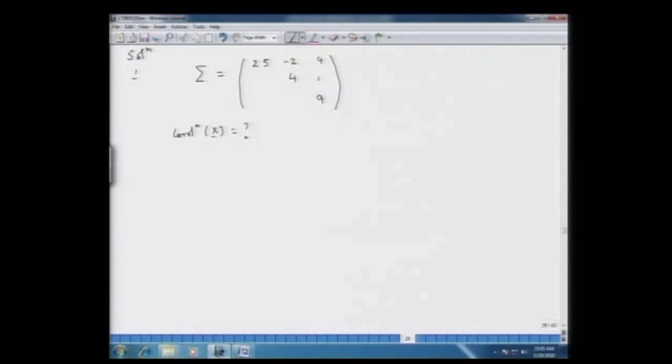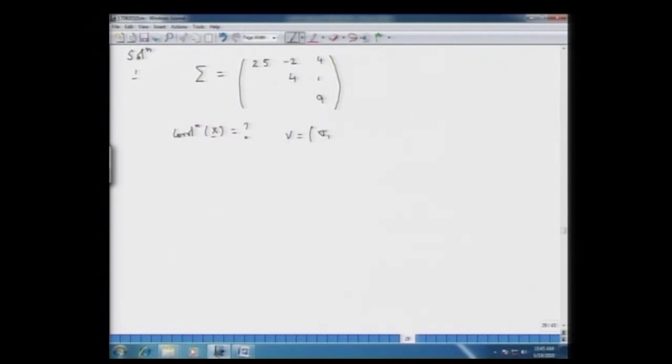Now, if we have sigma matrix given by this, then this is the variance of the first component, this is the variance of the second component, and this is the variance of the third component. This is the covariance between the first and the second component, this is the covariance between the first and the third component, and this is the covariance between the second and the third component. Now, this is a symmetric matrix, so no need to write the lower diagonal elements.